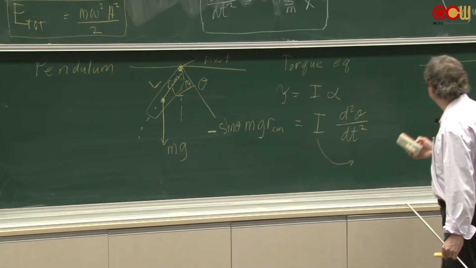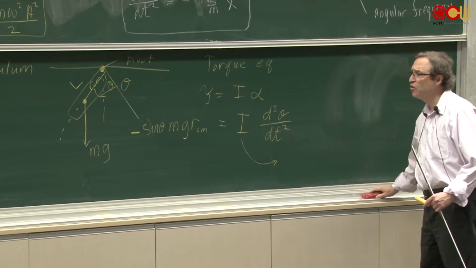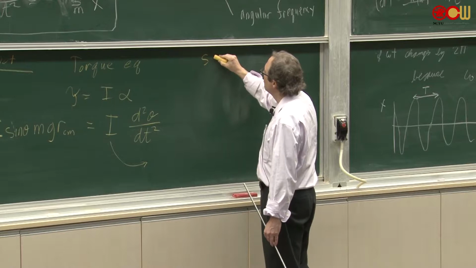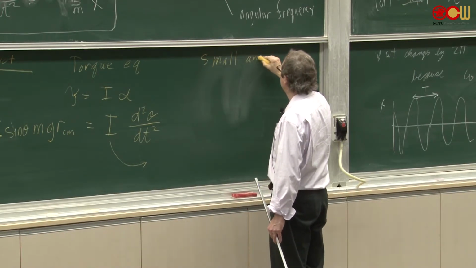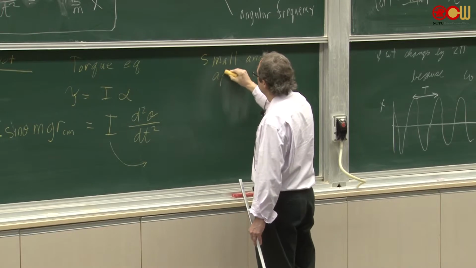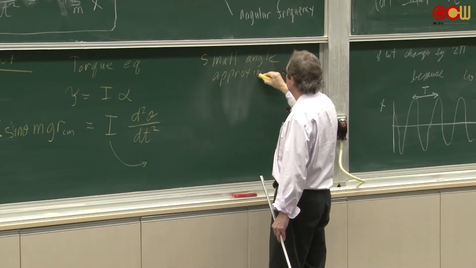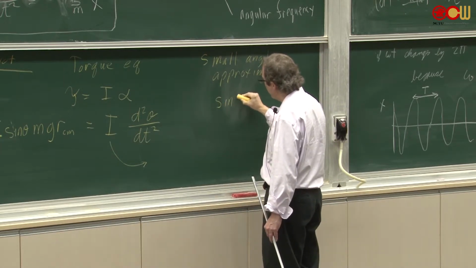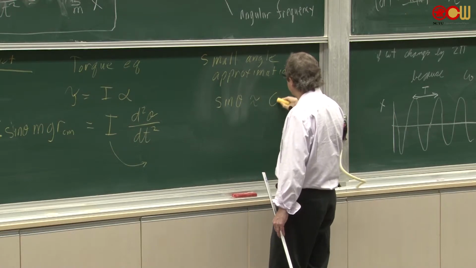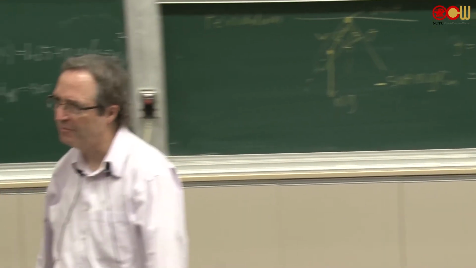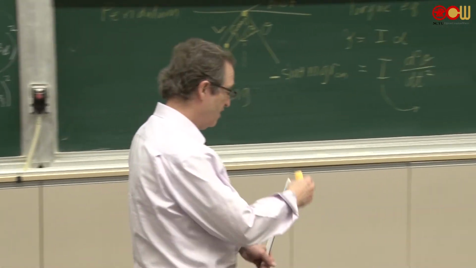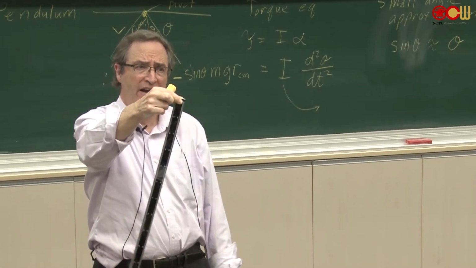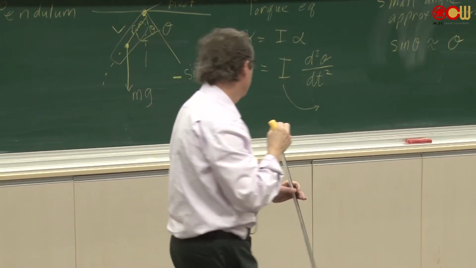Now, what I'm going to do is what's called the small angle approximation. This is extremely useful. It says the sine of theta is approximately equal to theta. It's very commonly used in physics, because if I look at this pendulum, it's going to oscillate at small angles. And this is a pretty good approximation.